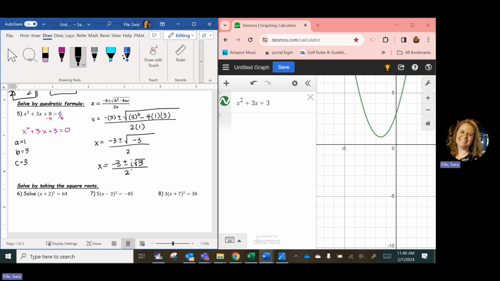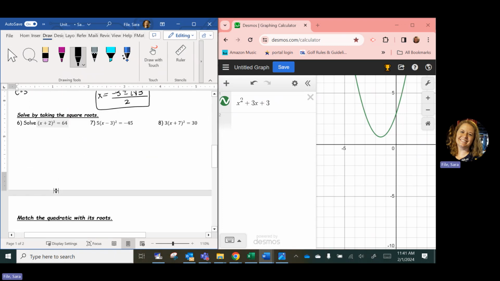And remember, you look at the numbers here to see if they both will reduce with the denominator. You can reduce. In this case, I can't. 3 doesn't reduce with 2, neither does 1. So that's as far as I can take it. Those are my imaginary solutions.